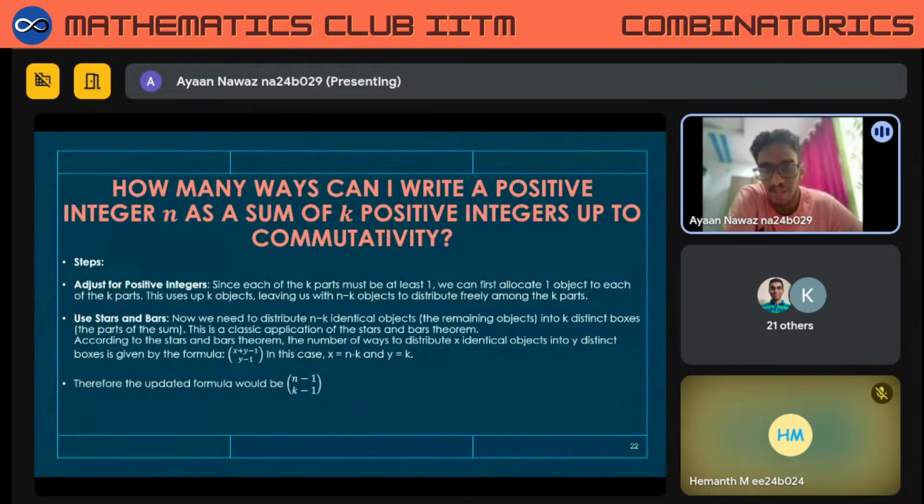According to the stars and bars theorem, the number of ways to distribute x objects into y boxes is given by (x plus y minus 1) choose (y minus 1). That's the stars and bars theorem. Here x is n minus k and y is k. If we substitute, n minus k plus k minus 1 is n minus 1, and y minus 1 is k minus 1. So the answer is n minus 1 choose k minus 1.